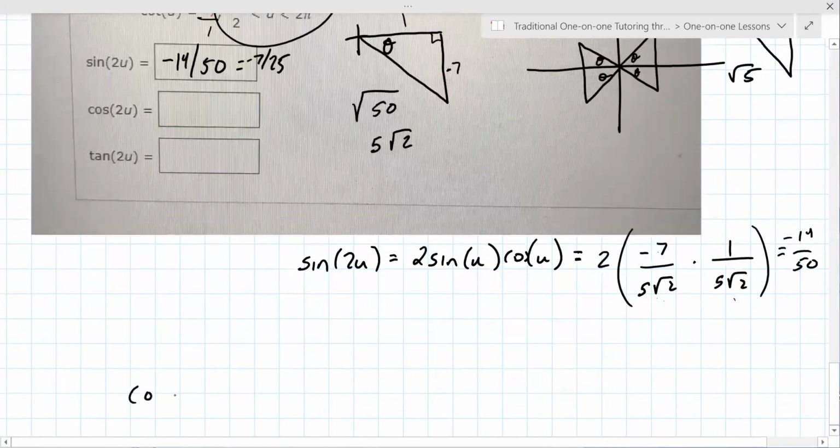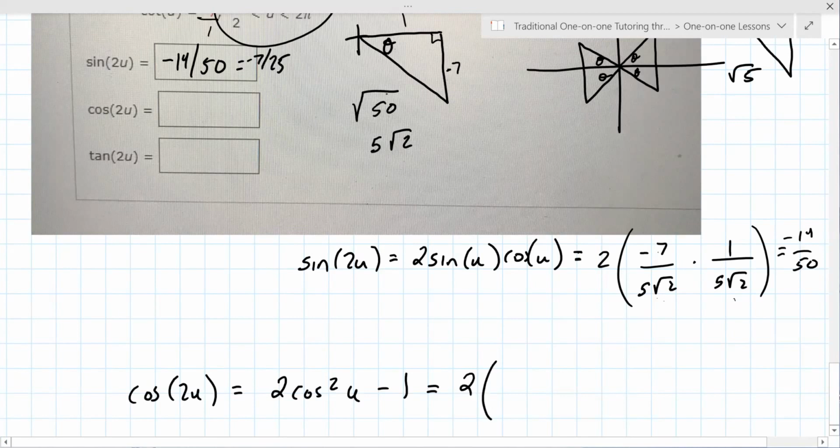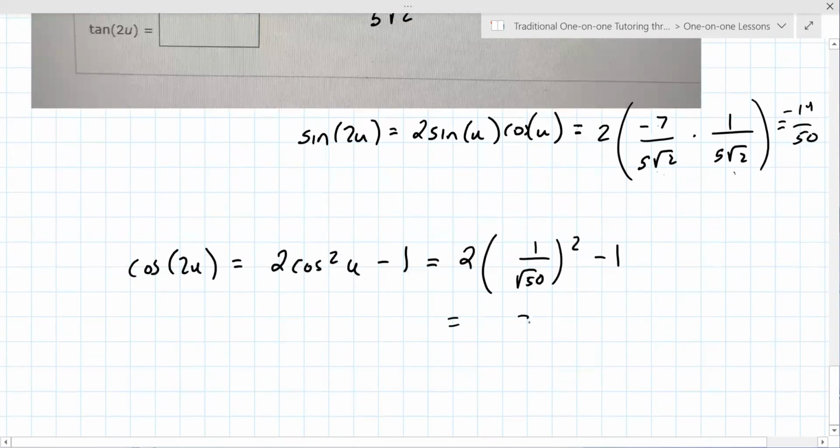All right, cosine 2u. I'm gonna go 2 cosine squared u -1. So that's 2 times, and that's yet another reason not to rationalize this, because when you square it, it goes back to the original. So cosine was 1 over square root of 50, squared, -1. So this becomes 2 over 50 minus 50 over 50, which is -48 over 50, which is minus 24 over 25.